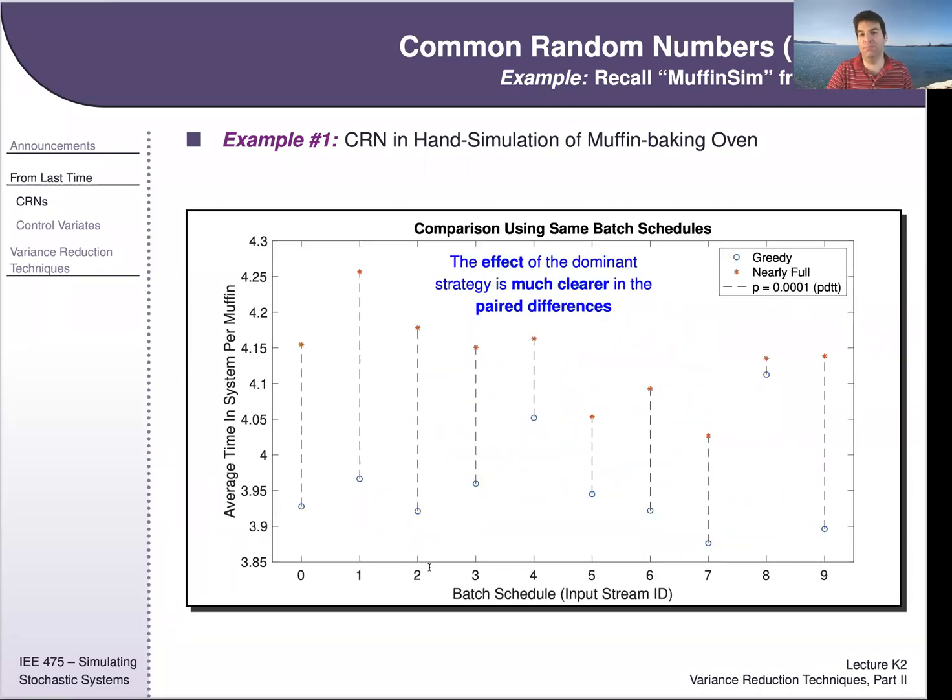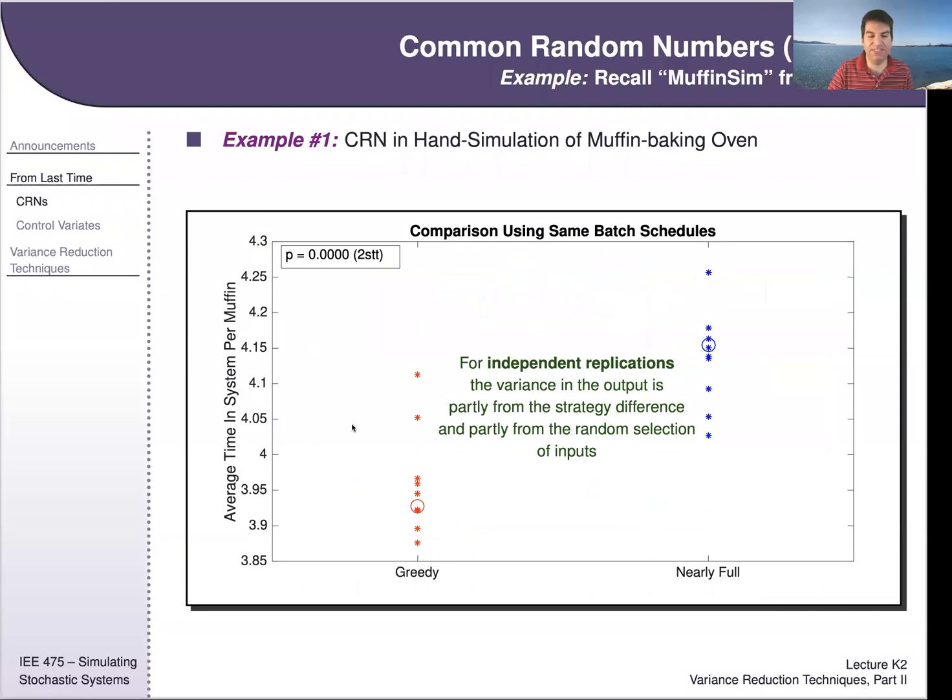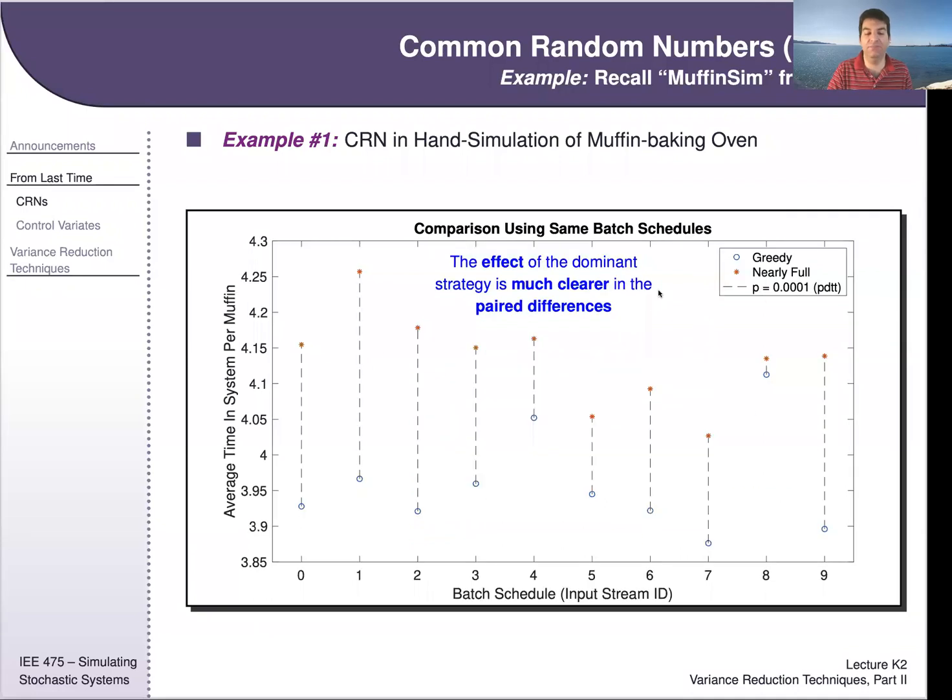But when I pair up the outputs this way, which I have to do when I build my experiment, I can't do it afterwards. I can only do this when I've created these dependent pairs. When I do that, it makes it very clear that greedy always has less time in system than nearly full. The variance I'm seeing back here gives a hint of that, but there is still some overlap, so I'm not quite sure. By pairing them, I reduce the variance to extract the fact that it's very clear now that greedy is better than nearly full. And if I want to make that statistically rigorous, I compare these differences.